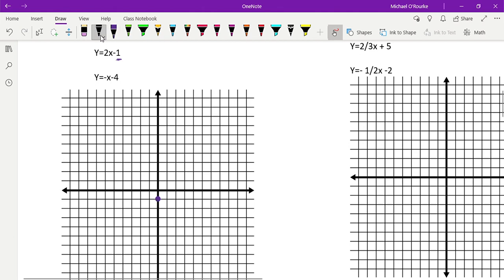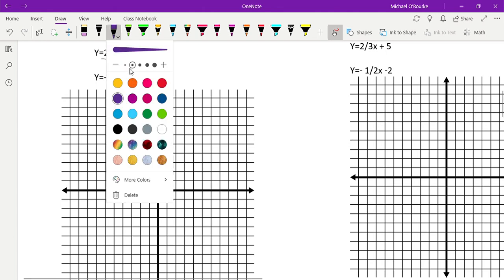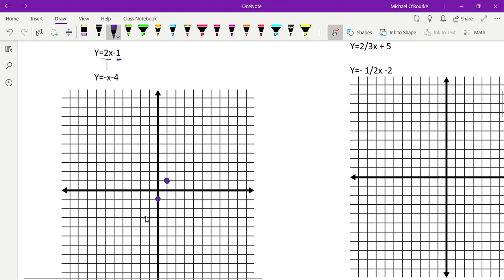Then, what's my rate of change? 2 over, so I go up 2, 1, 2, over 1. Then I draw my line. A nice straight line. Okay? Now, do you want me to do the second one?